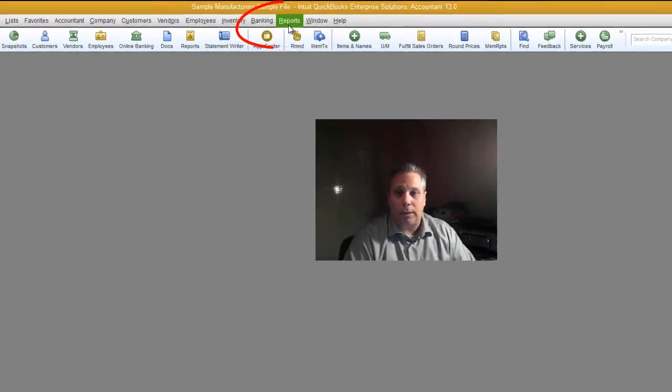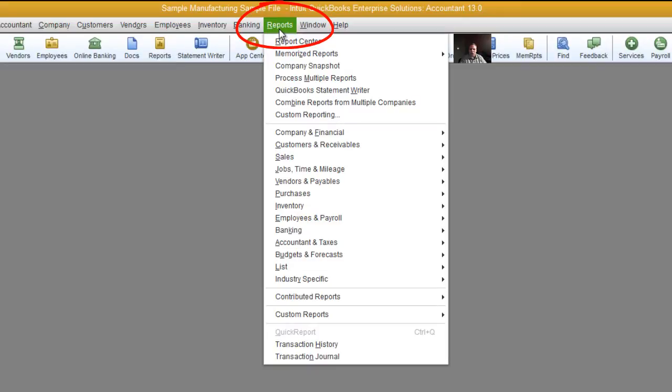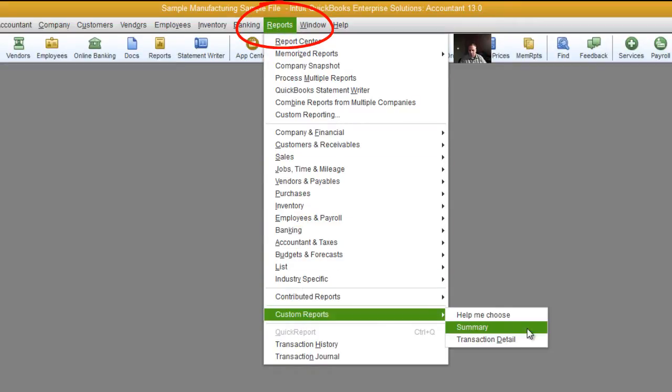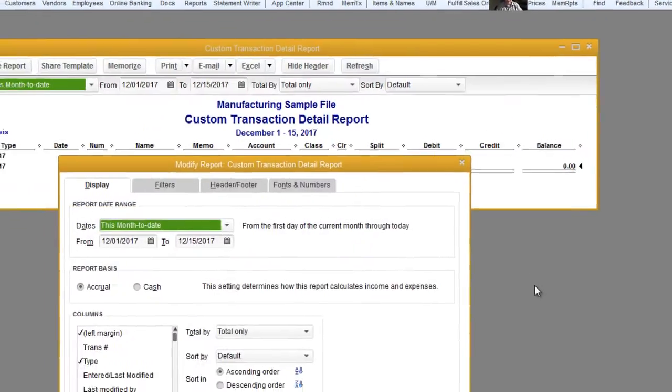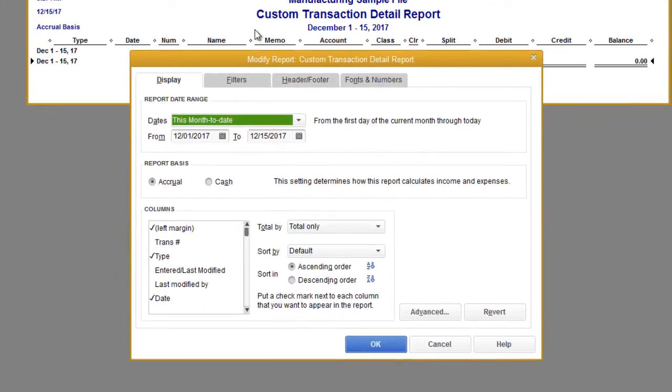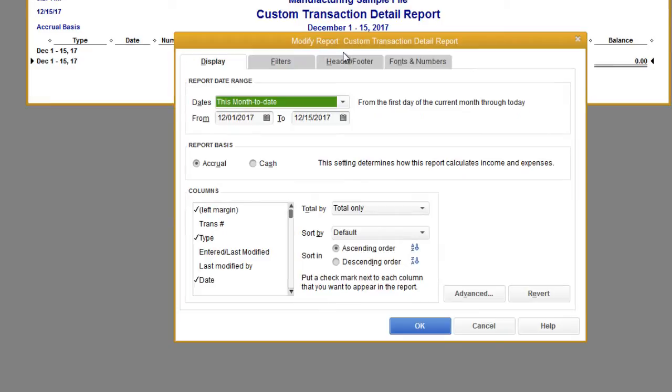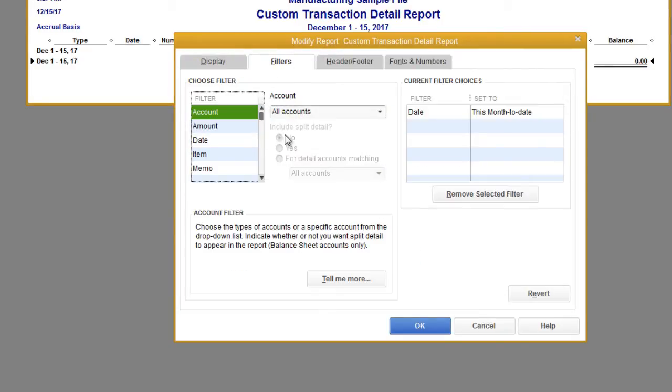Come over here to QuickBooks, and let's see what on earth Frank is talking about. Let's say I just want to create a custom report, and I want to choose transaction detail. It brings up the dialog for how to modify the settings for the report, and if I come over to filters, notice here where it says include split detail, but it's grayed out. I can't do anything with it. I can click 317 times and it still won't come up.